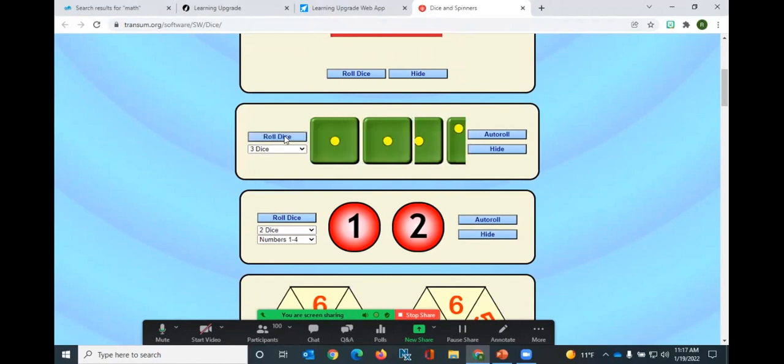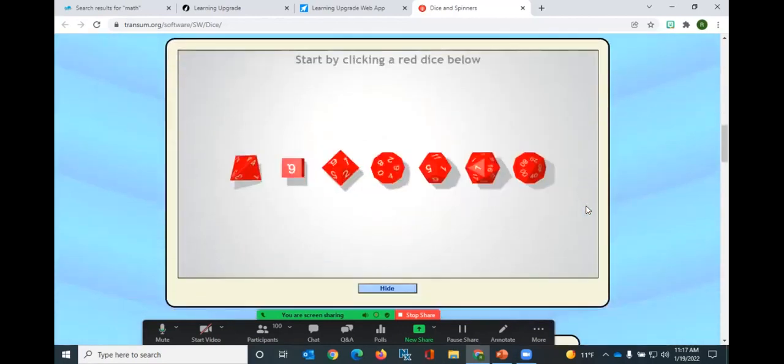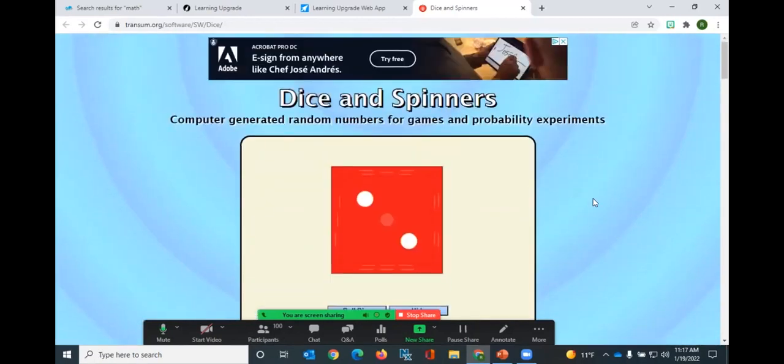And this is another way to differentiate. You start with 1 dice, and then you move to 2, and then you move to 3 with different activities. So there's different types of dice that are found on just this one page. And I happen to love Transom. It has wonderful starters of the day, as well as some great interactive manipulatives.